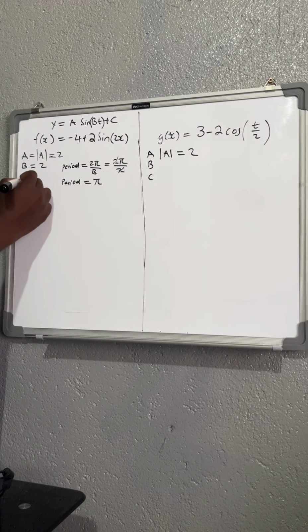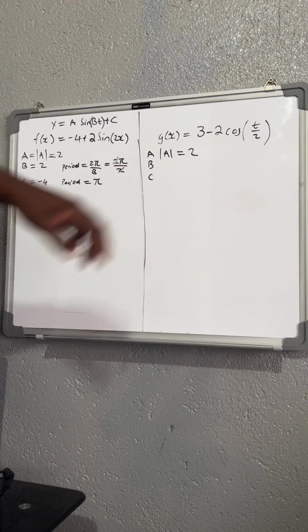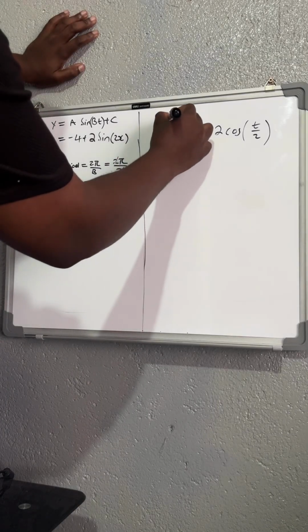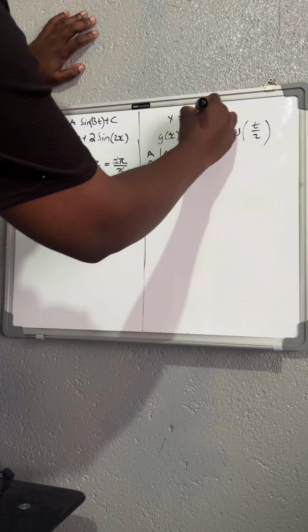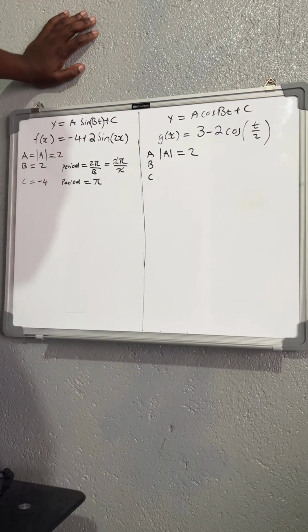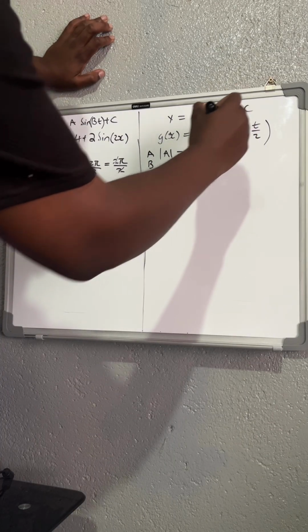Then we come and say what would be our C? Our C, that is the vertical shift. It's given here. It's -4. Then let's go to this side. What do we have? We still have the standard form, y equals A cos of bt plus C. Then you can see that when it comes to B, we're focusing on this side.